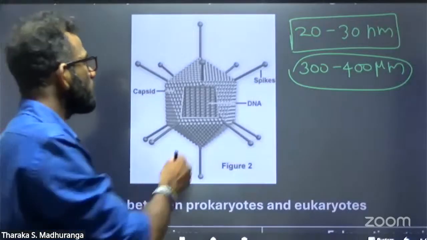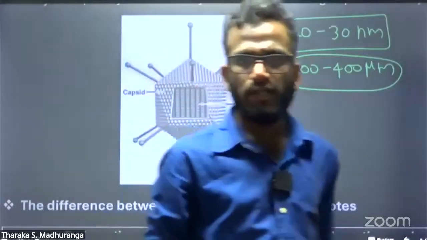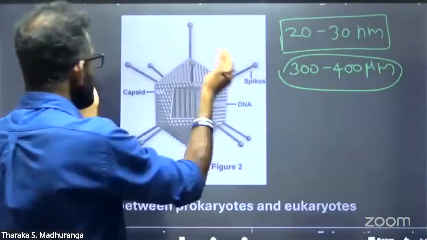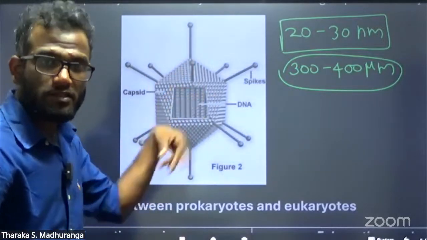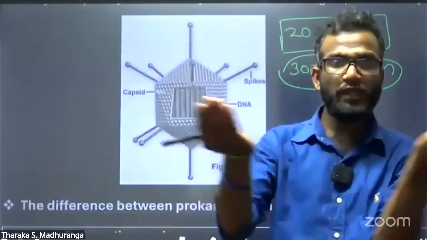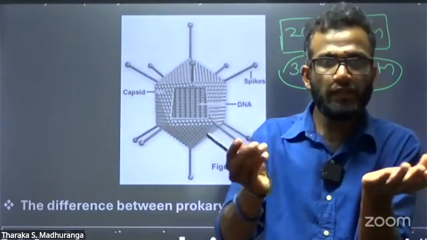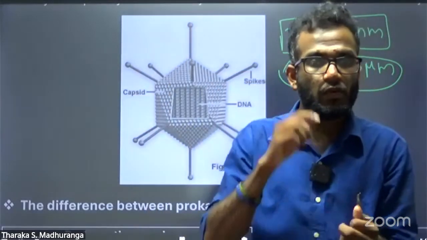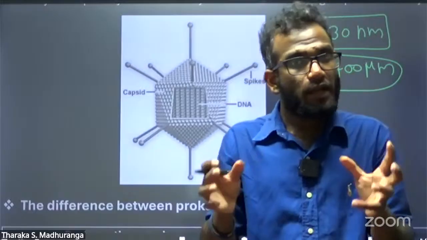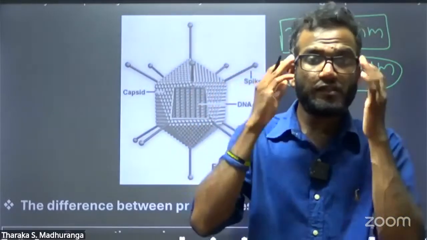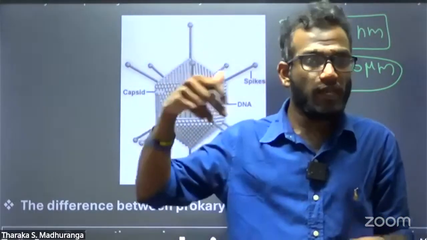This is a DNA chain, and the outer layer we call the capsid. That is a protein structure, a protein layer, a protein cover. That's the capsid, and inside the capsid it is DNA or RNA. The most important thing is that some viruses contain RNA in their internal structure, and some viruses contain DNA.